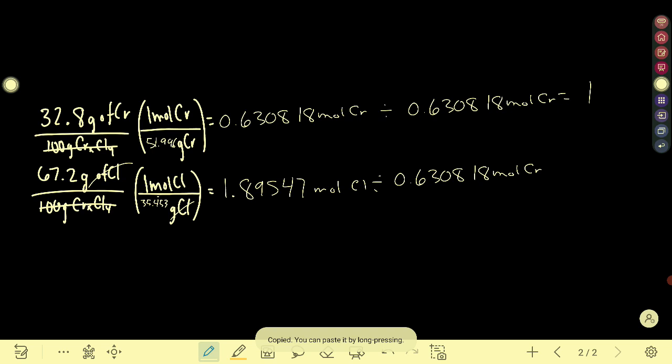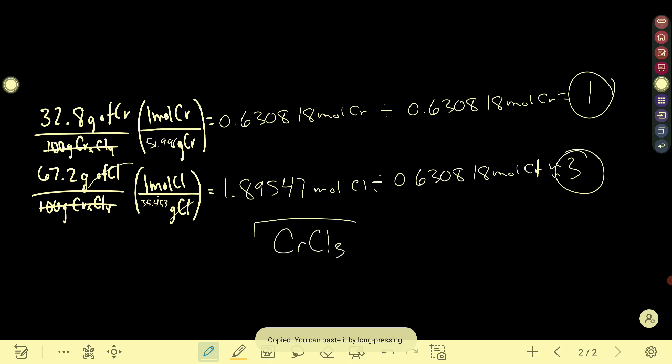But if we take the 1.89547 divided by 0.630818, I'm going to get about 3. So that tells me I've got 3 parts chloride to 1 part chromium. I wrote chromium, sorry, it's chloride. So it's going to be CrCl3 for number 2.